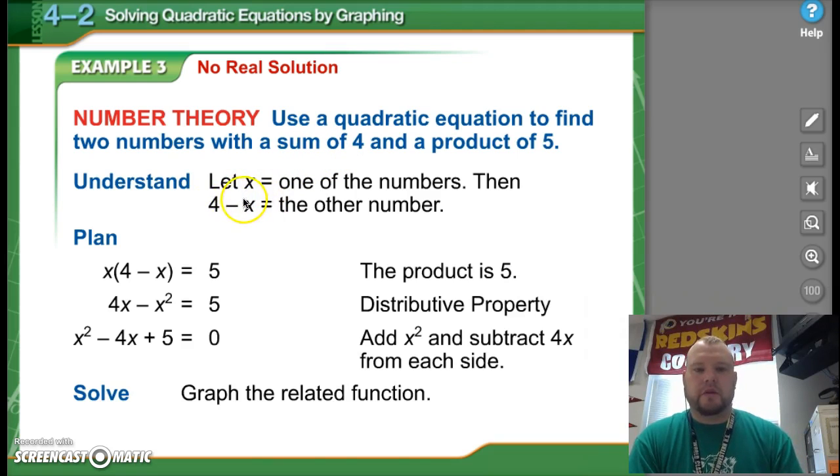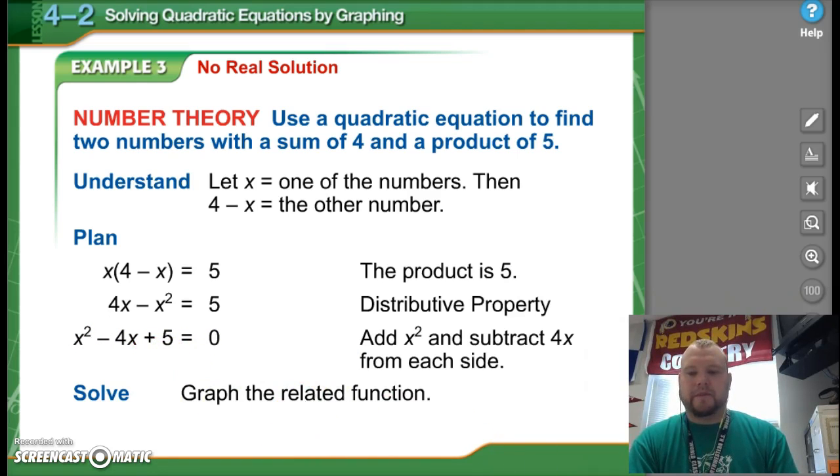So those are our two numbers, and then since they have a product of 5, if we multiply them together, x times 4 minus x, they have to equal 5. We're going to distribute the x, we get 4x minus x squared equals 5. And then what they did here is they brought the x squared over here, and they subtracted the 4x over here, and then at the end they just flipped the two sides. So anyway, what you end up with is x squared minus 4x plus 5 equals 0. We've got that equation.